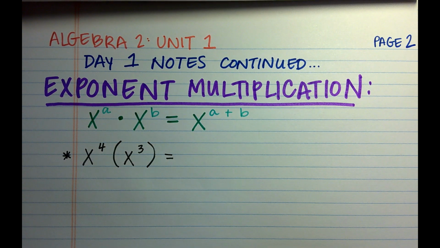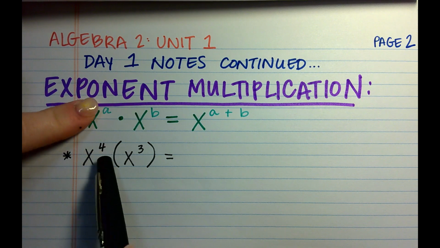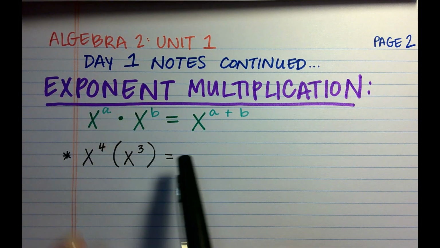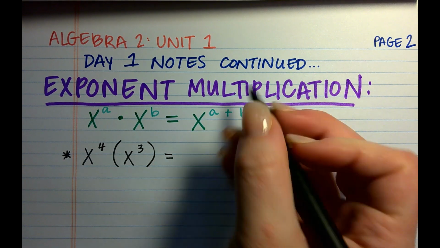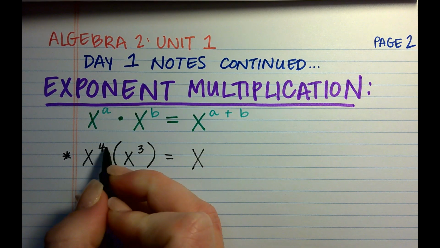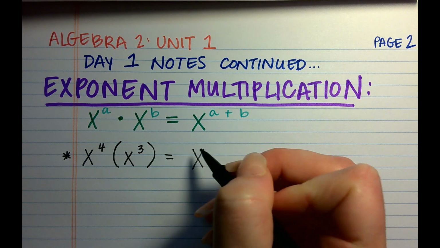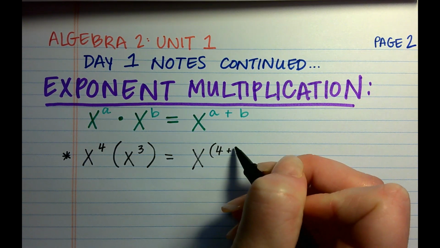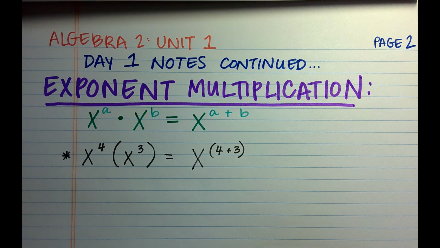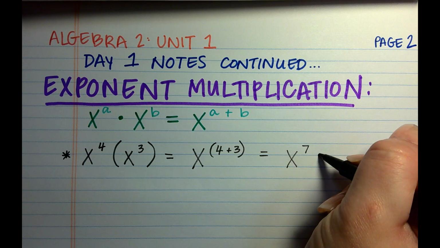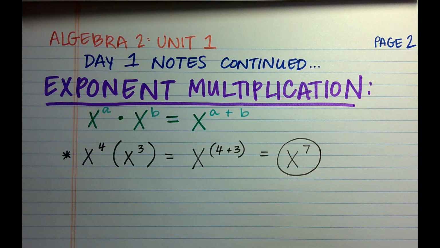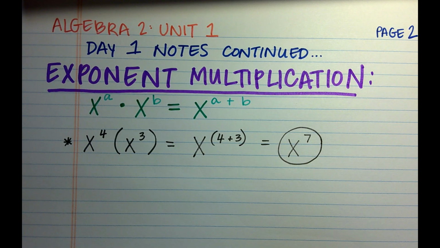Yes. Just add the exponents together. Yes, that's all we do. So in this scenario, my A is 4, my B is 3. So A plus B would be 4 plus 3. So I'm really going to do x to the, I'm just adding the exponents. 4 plus 3, which is what? 7. So our answer is x to the 7th power. That would be our answer. We just add.